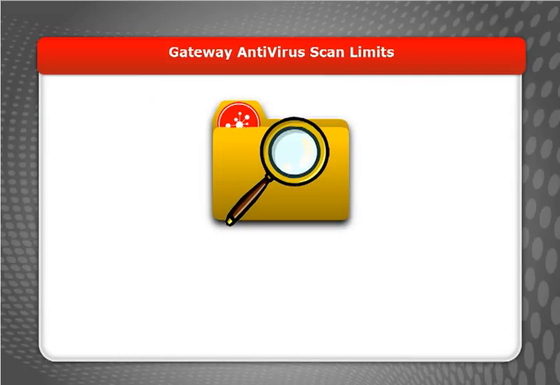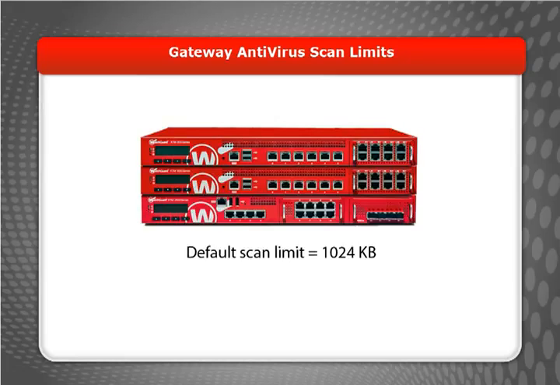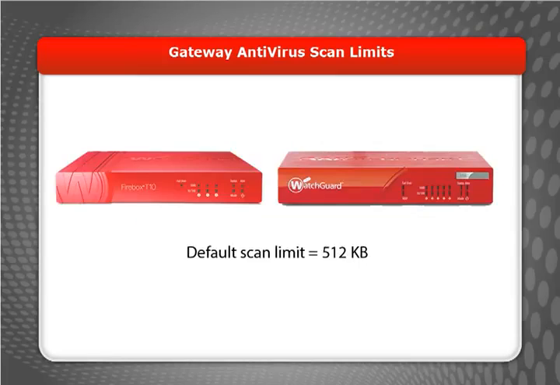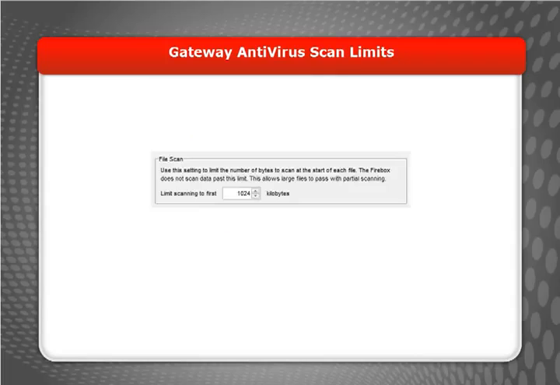As I mentioned earlier, when Gateway AV is enabled, it scans each file up to a specified kilobyte count, which allows the proxy to partially scan very large files and keep the performance impact low. The default scan limits vary by device model. For most Firebox and XTM devices, it's 1024 kilobytes. The default for the Firebox T10 and XTM2 series is 512 kilobytes. Remember that most malware is delivered in files smaller than 1 megabyte in size, so larger files are less likely to spread quickly in a viral manner. Because of this, we recommend that you use the default scan limit setting.